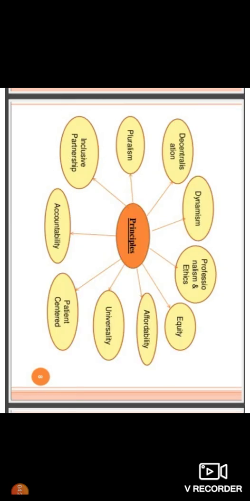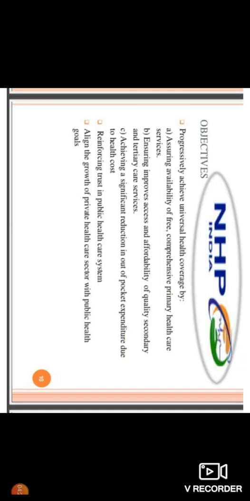These are the principles. These are the objectives. First, assuring availability of free and comprehensive primary health care. Free and comprehensive care. Then another one, improve access and affordability of quality secondary and tertiary care. Which care? Secondary and tertiary care. And next, reduction of expenditure on health costs.